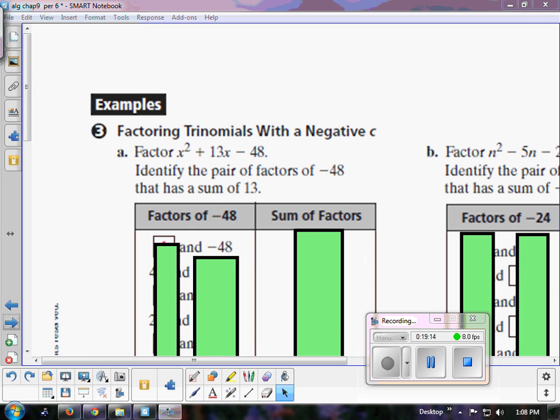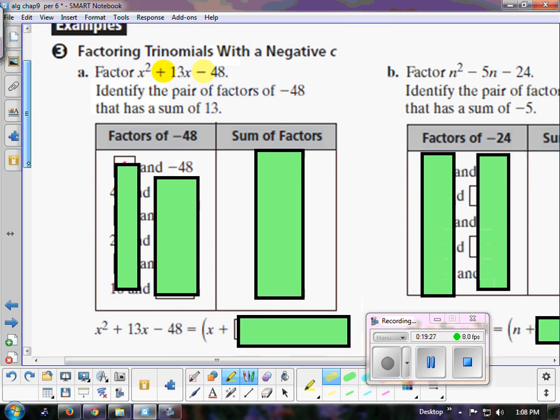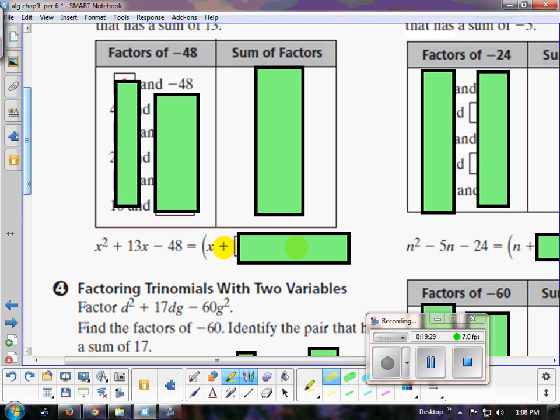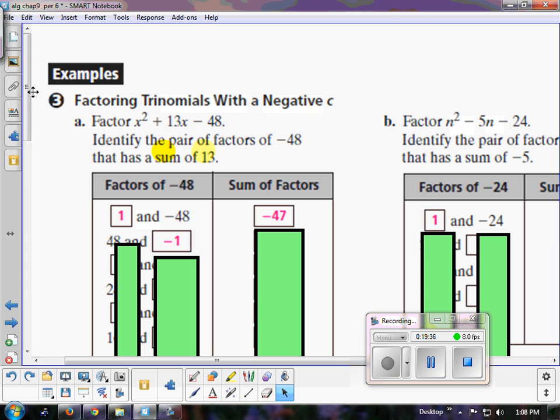So now we have one that has plus minus. When you have plus minus here, you'll have plus minus in your answer. You'll see when we get there. Okay, this gets a little bit more difficult. I still use the same rules. Factors of negative 48 that add up to 13. So it even says here, identify the factors. That means what times what is 48 and adds up to 13.